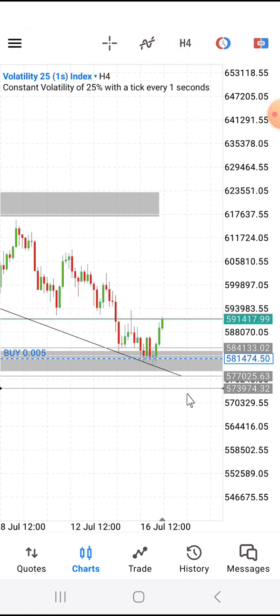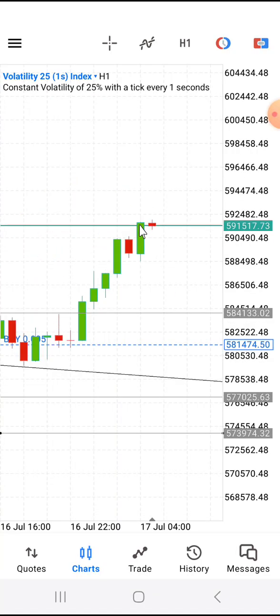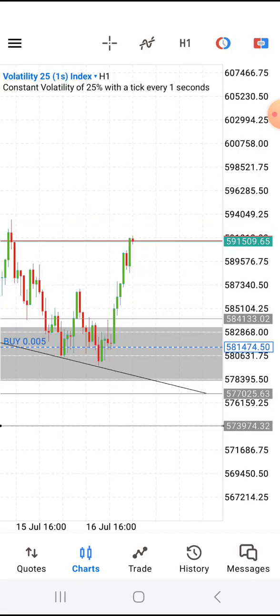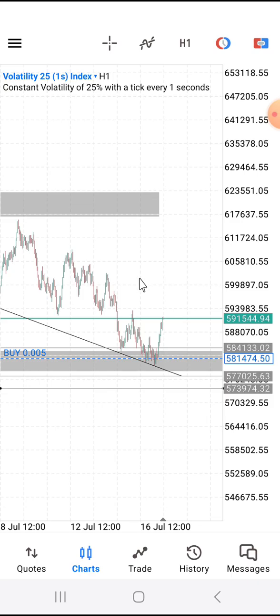And then I could use another confluence. You could see the price formed a morning star here, which is one of the bullish candlestick patterns. Or if you go to the 1 hour time frame, let's see if we can get other confluences. You could see this was a bullish engulfing. This was also a pin bar, which are all bullish candlestick patterns, which are all confirmation that the buy would definitely happen.